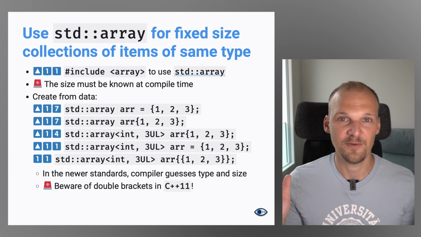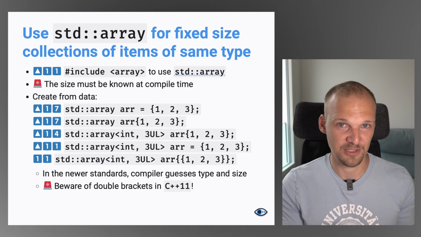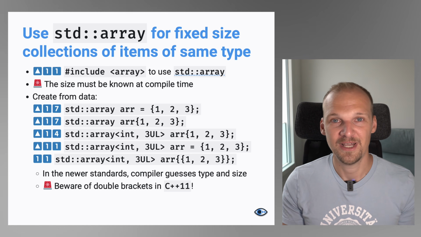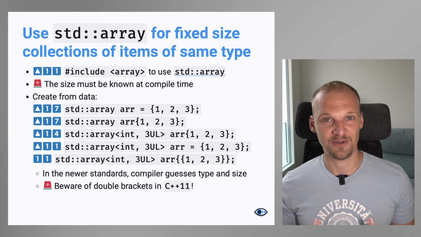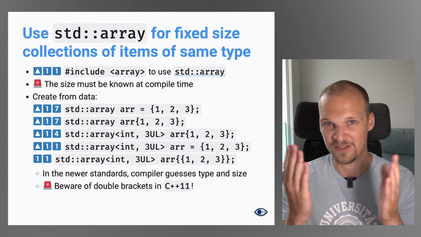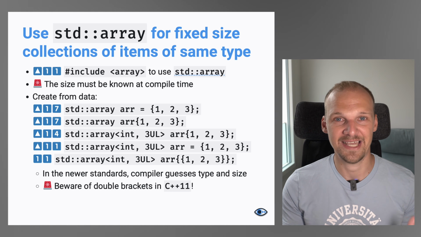So, for example, if you want to store a bunch of integers together and you know which integers you want to store at compile time, so when you write your program, this is perfect for this. To use the standard array, you have to include the array header and then use std, then these 4 dots, and array to indicate that you want to use it.